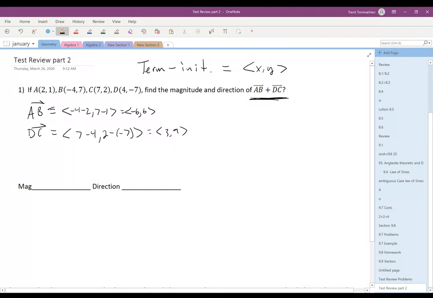The next part is our favorite part of vectors, which is whenever you want to add vectors together, if you know your coordinates, all you have to do is add the coordinates up. So -6 plus 3 is -3. 6 plus 9 is 15. So the coordinates of the vector AB plus DC, which is what we refer to as a resultant vector, are -3 comma 15.